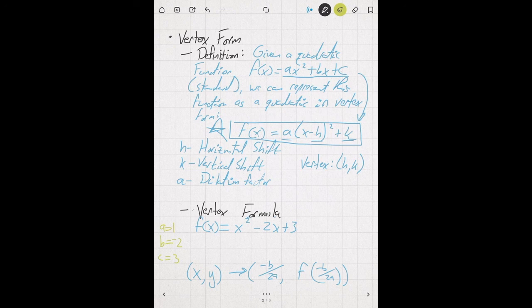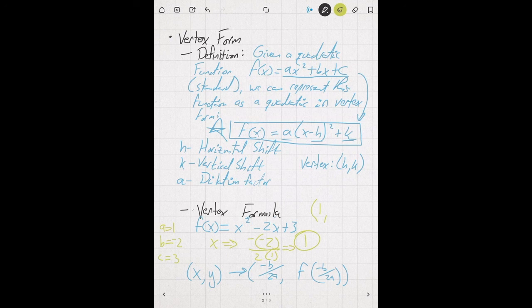All right, let's find the x value of the vertex. That's negative negative 2, which is positive 2, divided by 2 times a, which is 1. So that's just 2 divided by 2, which is 1. So that's the x-coordinate. That is what the first value of the vertex is going to be. So as a coordinate point, x is going to be 1.